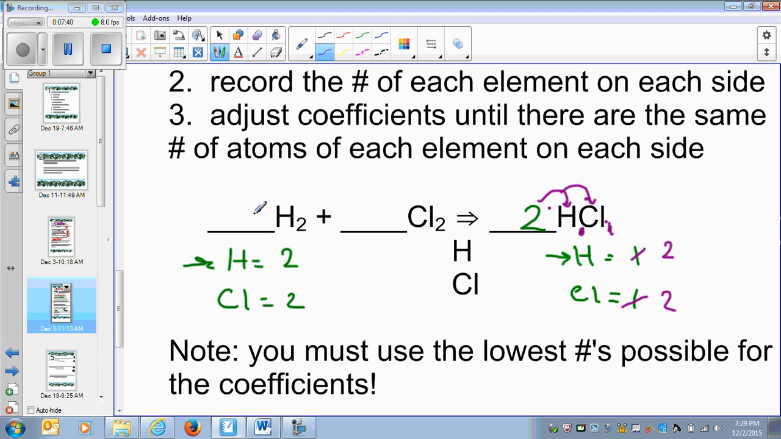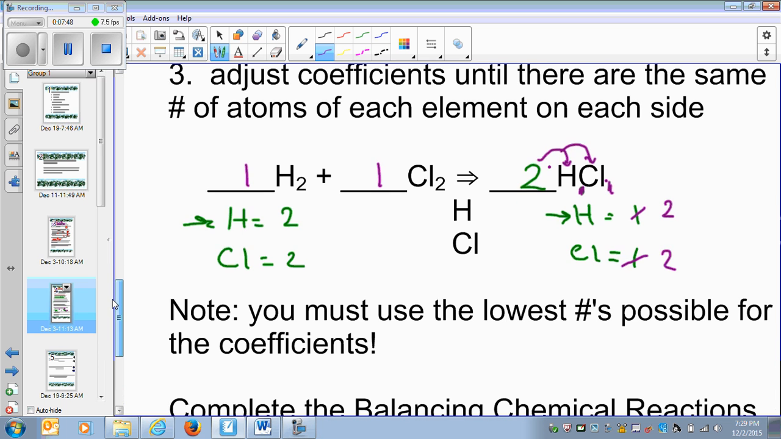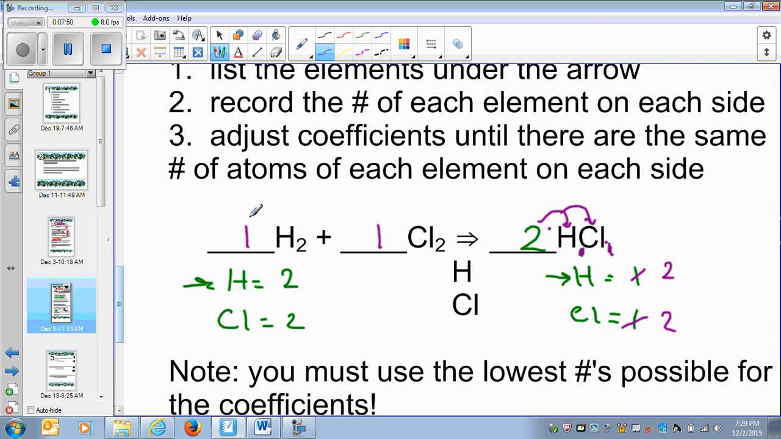Now you see that I have an equal number of atoms. I don't have to change all the numbers. When I don't change any number, that means it's 1, but I don't have to write 1. And the coefficients have to be in the lowest, simplest possible ratio. I cannot balance this equation as 2, 2, and 4. If I end up doing 2, 2, and 4, I can go back and simplify them. So the equation has to be balanced in the simplest ratio.